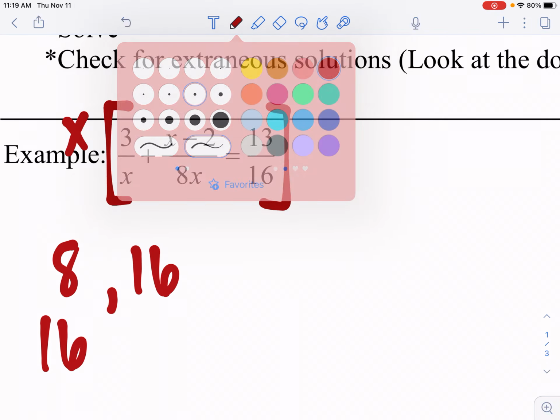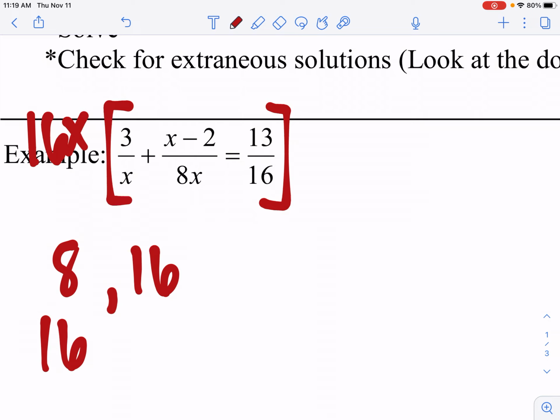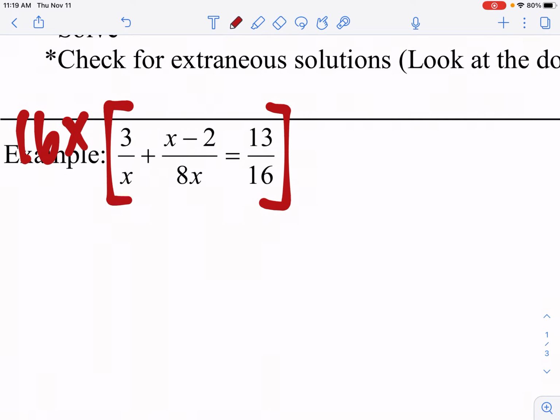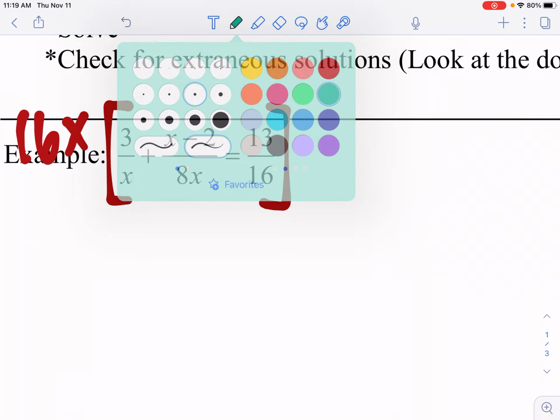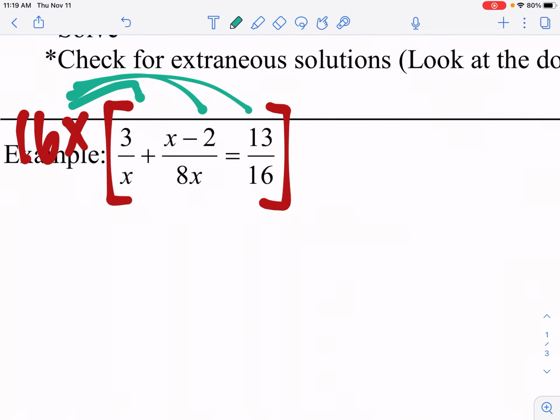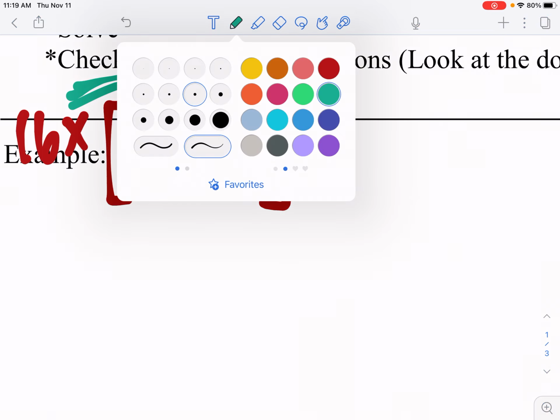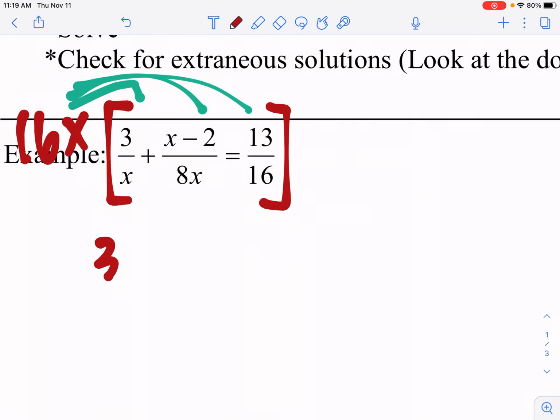So I'm going to multiply this entire function by 16. It's hard to read that. There we go. And by x. So when I do that, I have to do it to everybody. So everybody gets a 16 and an x. Every term.